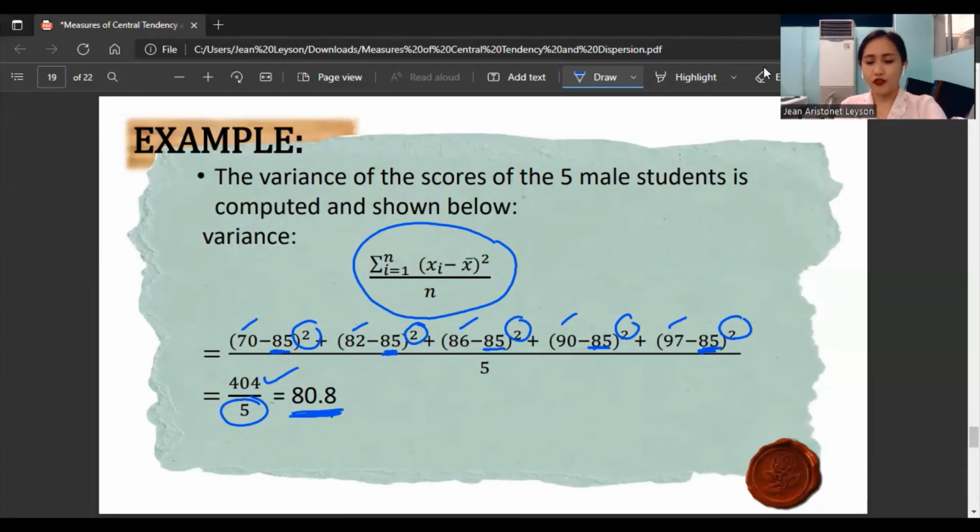80.8. So if we compare, for the female students, the variance is 5.2. For the male students, the variance is 80.8, meaning the grades of the male students are more varied or more dispersed, far away from each other compared to the grades of the female students.